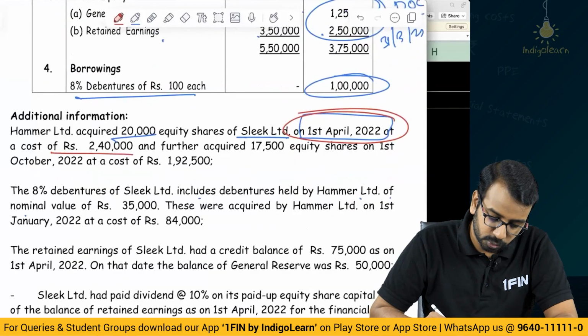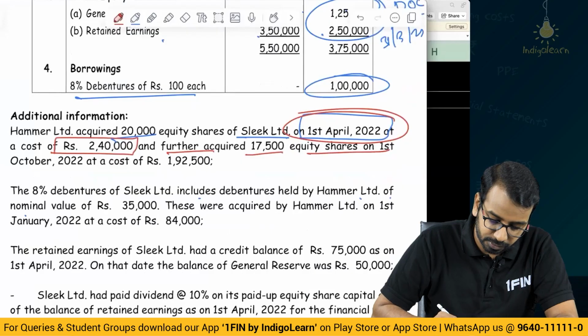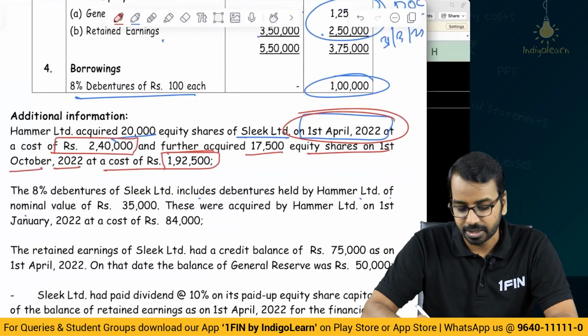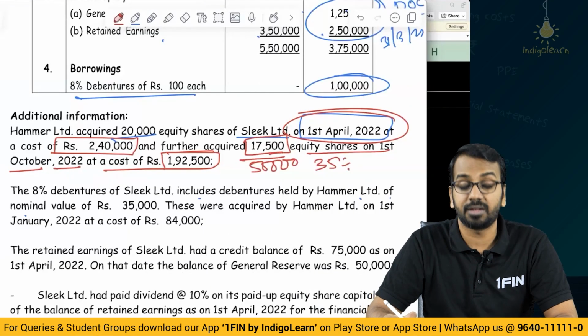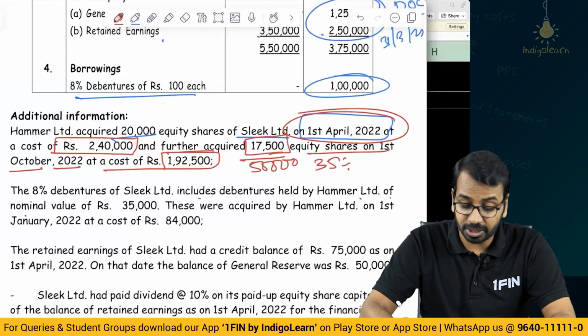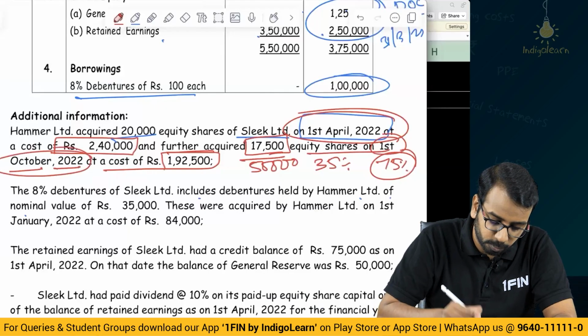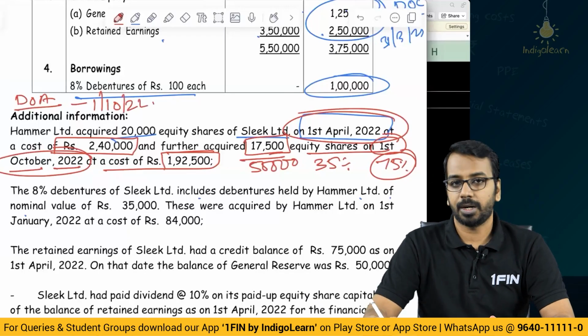Then the cost is 2,40,000 and further acquired 17,500 equity shares on 1st of October of 2022 at a cost of 1,92,500. So 17,500 out of 50,000 means how much? 35%. So 35 plus 40, total stake is 75% as on 1st of October. So our date of acquisition for subsidiary purpose is 1st of October of 22, right?